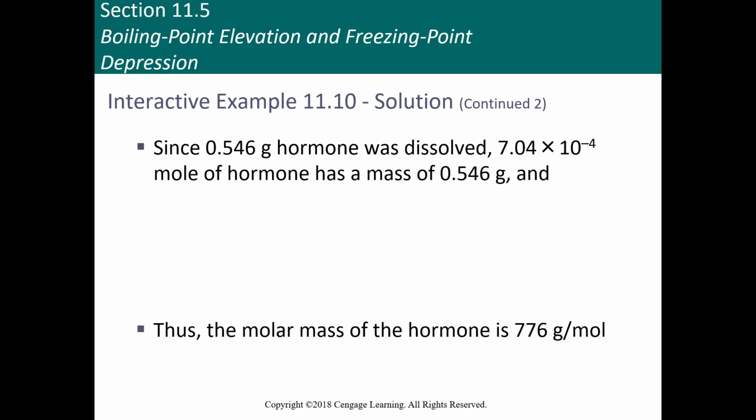So we had 0.546 grams of hormone dissolved. We have that many moles of hormone. It has to have that mass. And so to get the molar mass, we'll take our grams, divide it by our moles, and that will give us our molar mass, which is going to be 776 grams per mole for this hormone. It's fairly heavy, but that's actually kind of normal for something that's as large as a hormone.